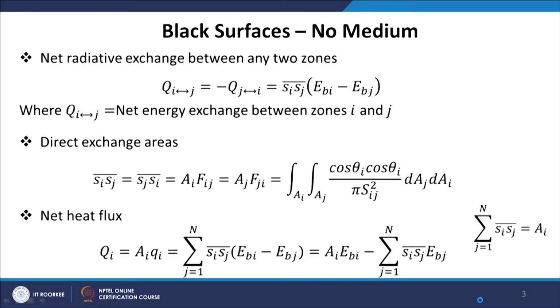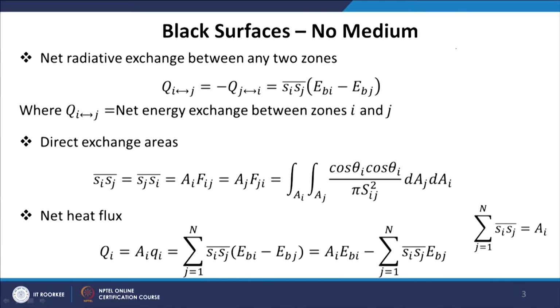First, the method is demonstrated for a problem where we do not have participating media. Just for the purpose of understanding the basics of this method, we assume that there is no medium, and we write an energy balance between any two surfaces i and j. So, we have an enclosure, which could be divided into a number of volume zones or may not be divided into volume zones. We have different surface zones 1, 2, 3 and 4 and so on. We are interested in finding the energy transfer between two surfaces i and j.